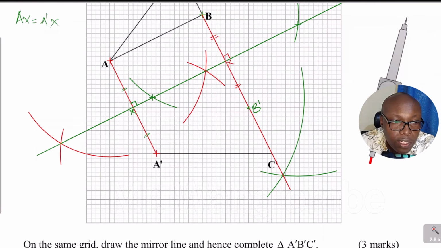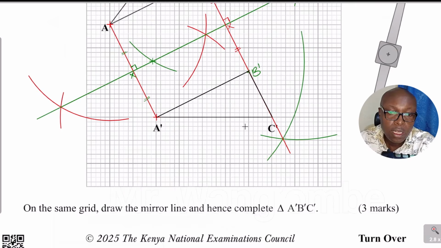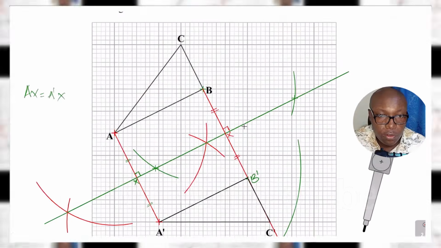So I can now complete the triangle so easily. Just join it like that, and there it is. It is complete. So we've done the question and we're through with that.